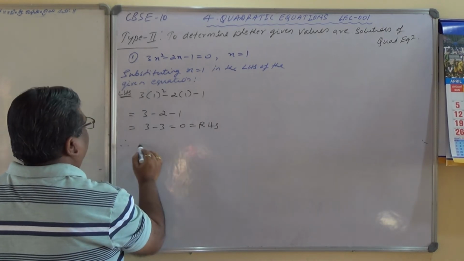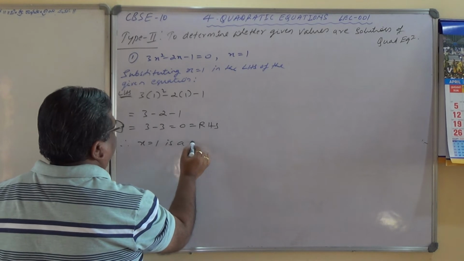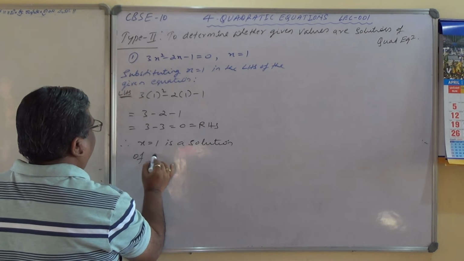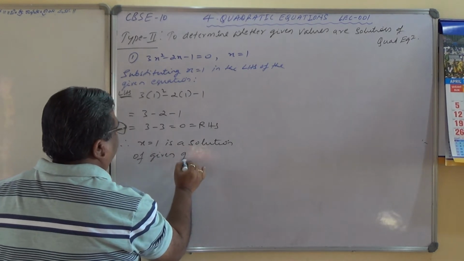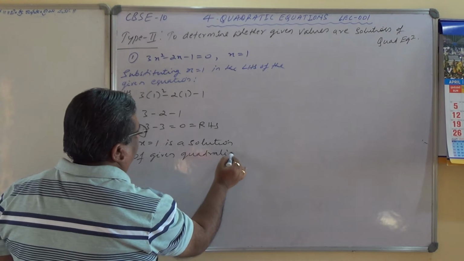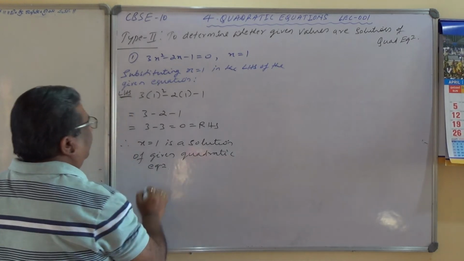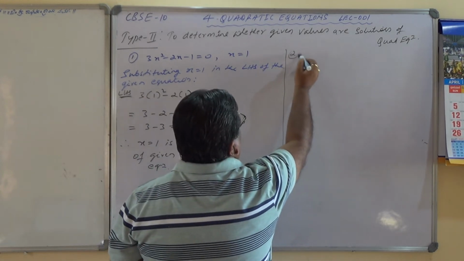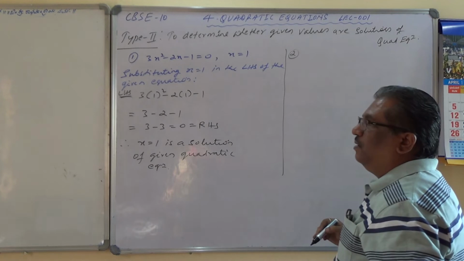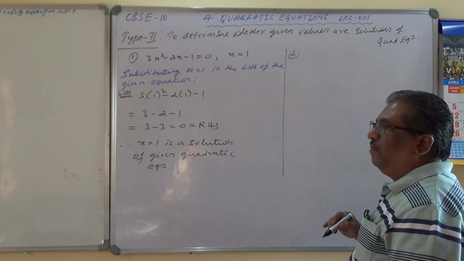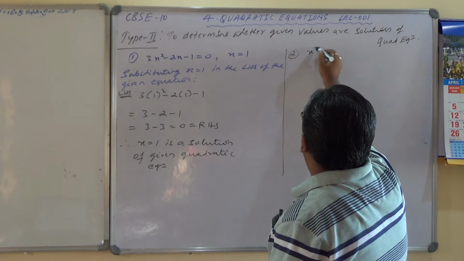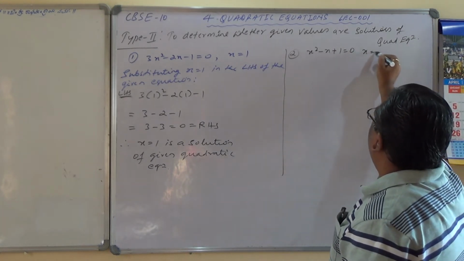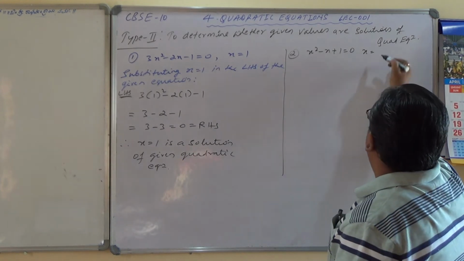Therefore, x equals 1 is a solution of the given quadratic equation. Let us take the next one, second one. X square minus x plus 1 equals 0, and we have to check for x equals 1 and x equals minus 1.